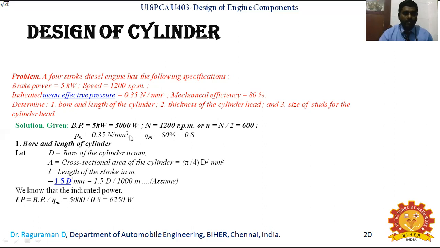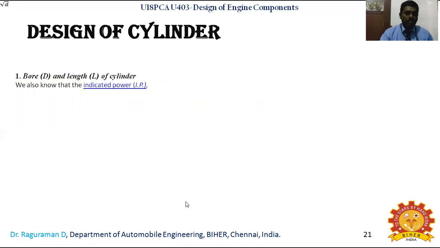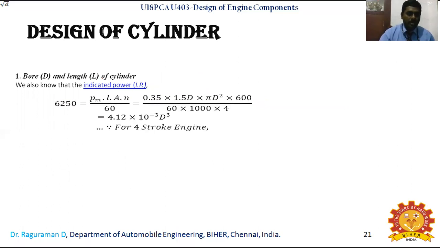The brake power given is 5000 watts, and the mechanical efficiency is 0.8. So by calculating 5000 divided by 0.8, you get an indicated power of 6250 watts. Now we are going to calculate the indicated power using the formula PM into L A N by 60. We calculated the indicated power as 6250 watts.